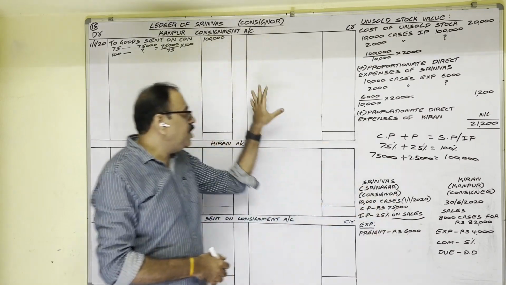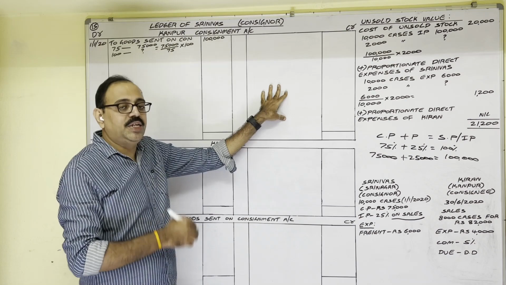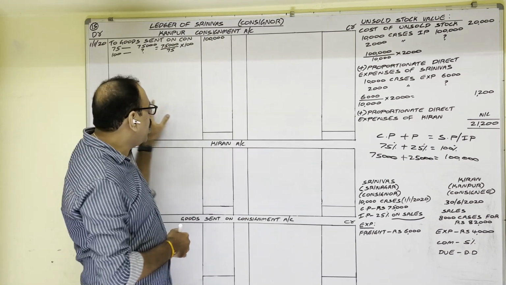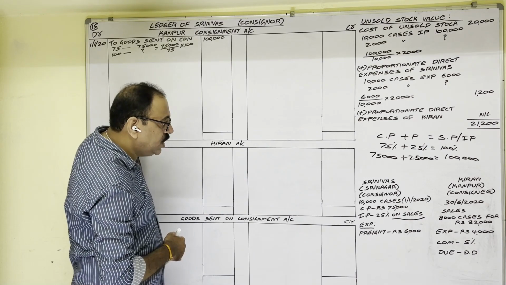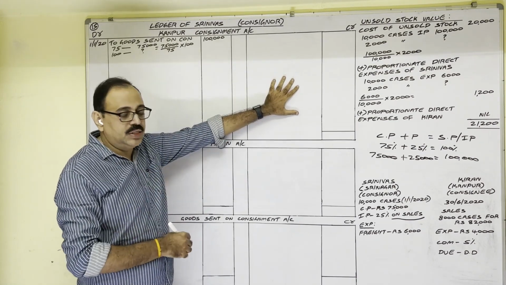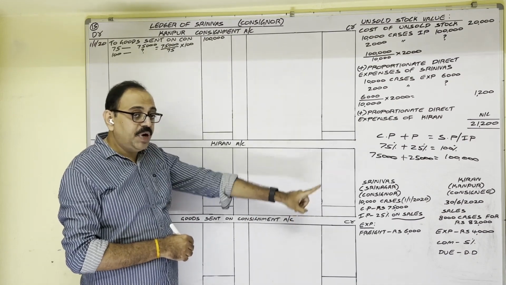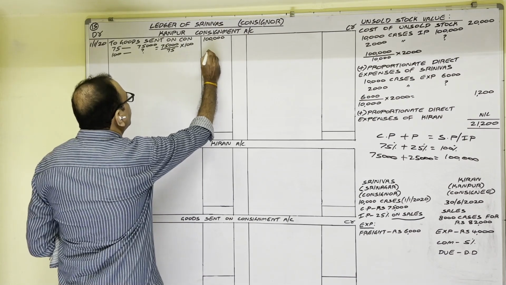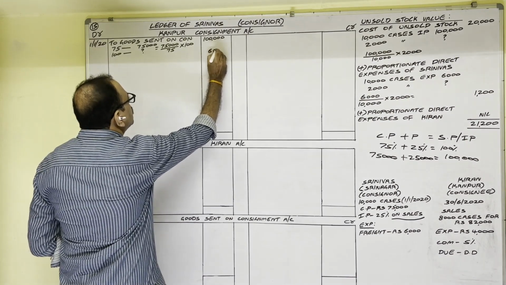So for consignment business, this is expenditure. Consignment account is a nominal account. Rule: debit all consignment related expenses and losses, credit all consignment related incomes and gains. So this 6,000 is expenditure for consignment business, means we have to show on debit side 6,000 rupees.